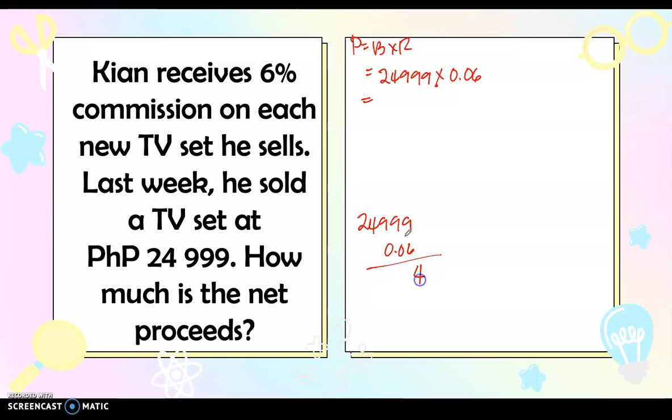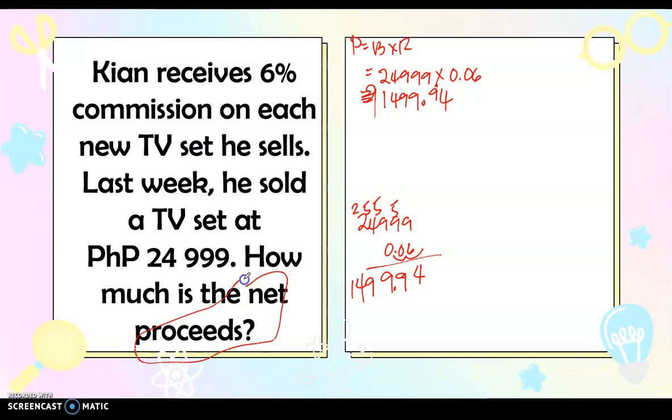6 times 9 is 54, carry 5, 54, 59, carry 5, 59, 5, 24, 29, carry 2, 12, 14. Okay, count the decimal places, 1, 2. You just have to count the decimal places. So the commission is 1,499 pesos and 94 cents. But that is the commission, and that is not the answer, because that's not what is asked in the problem.